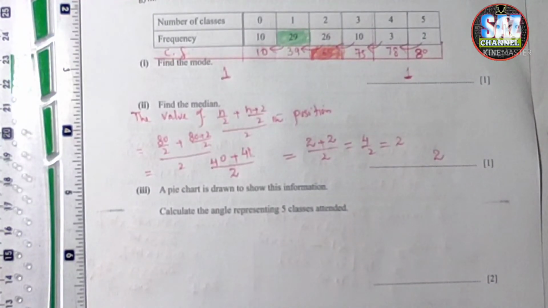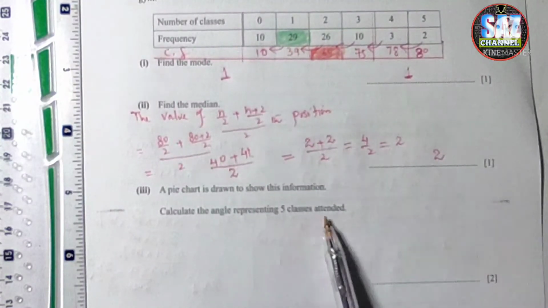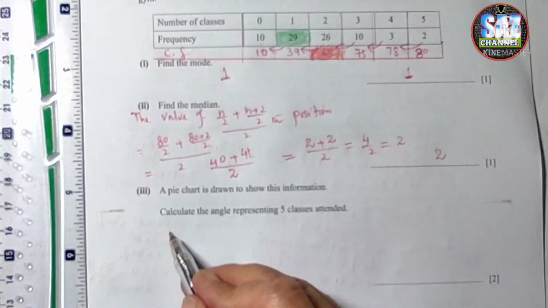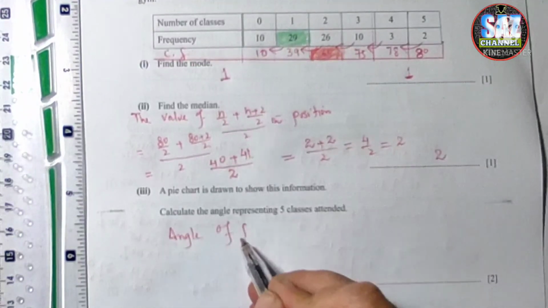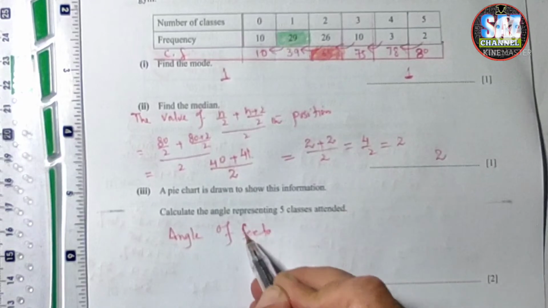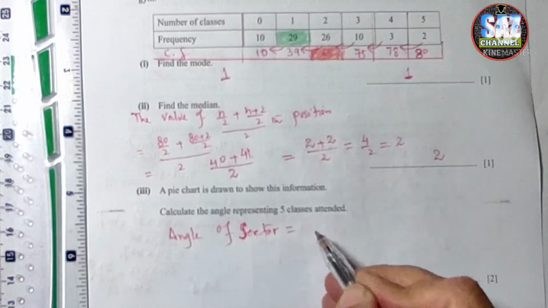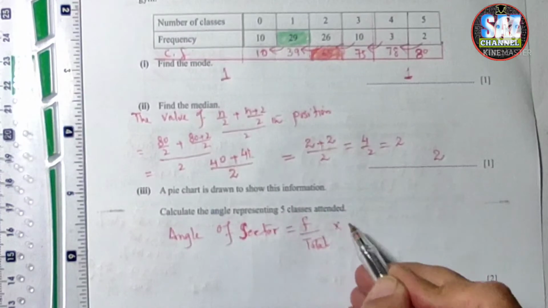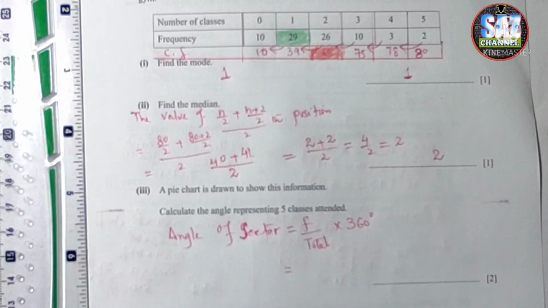The next part says that a pie chart is drawn to show this information. Calculate the angle representing 5 classes attended. So recall the formula for the pie chart, that we have to find the angle of sector: frequency upon total multiplied by 360 degrees. Now again for this topic D1 has to be really good.